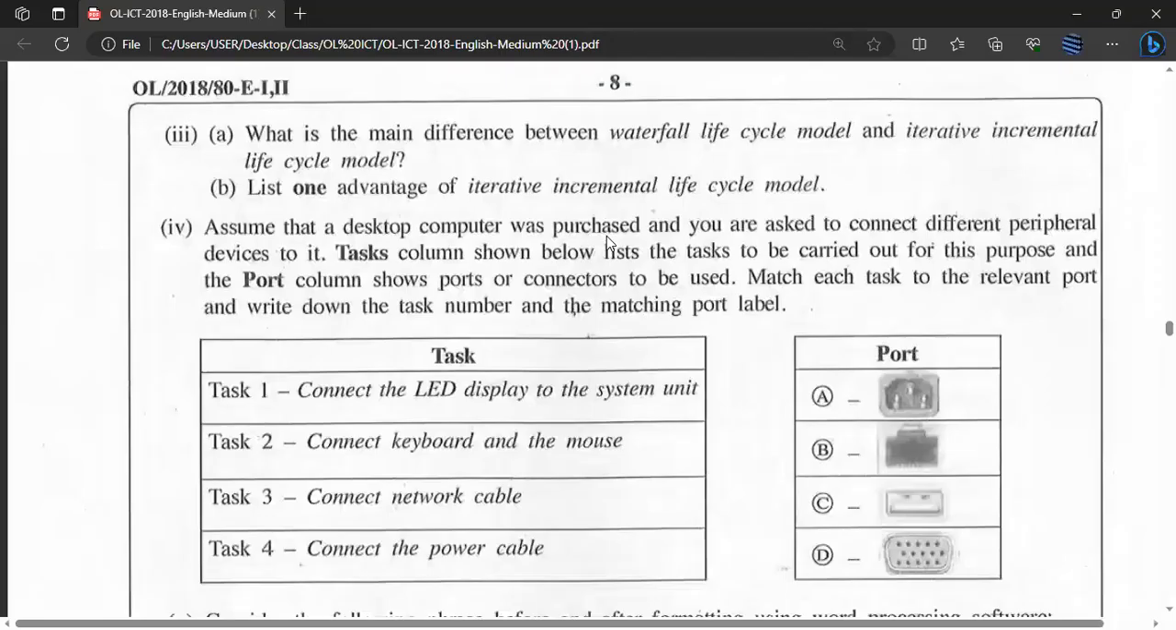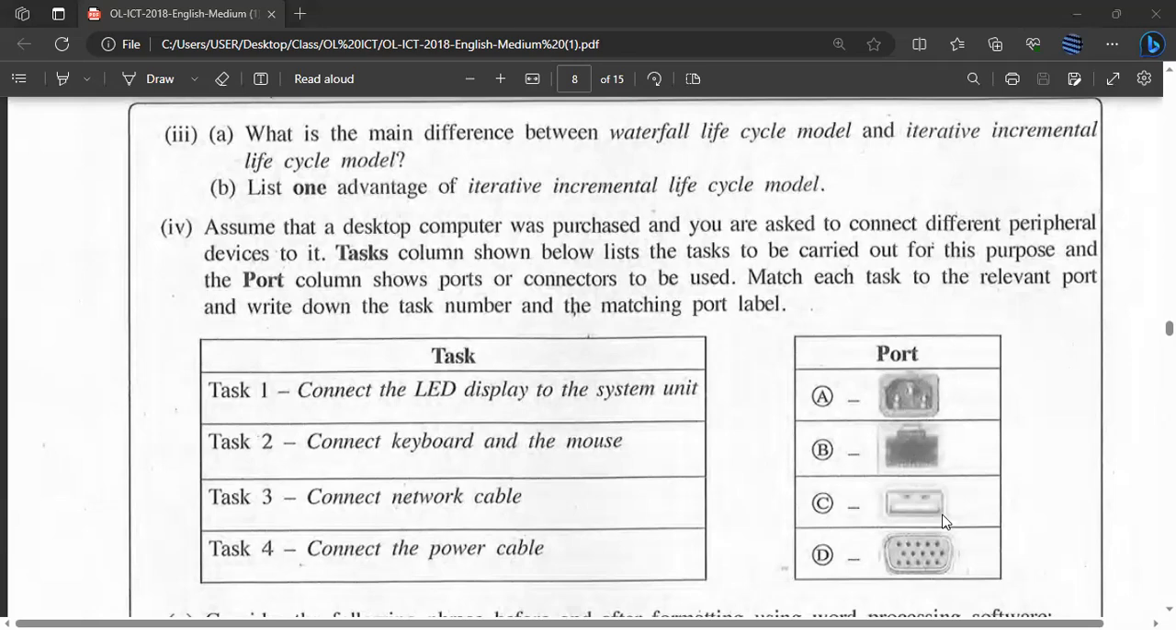Assume that a desktop computer was purchased and you are asked to connect the different peripheral devices to it. The tasks column shown below lists the tasks to be carried out for this purpose, and the port column shows ports or connectors to be used. So match each task to the relevant port and write down the task number and the matching port label, right? So when we come to task 1, connect the LED display to the system unit. So task 1, the answer will be D, which is going to be the VGA port, right? You can say task 1, the answer is D.